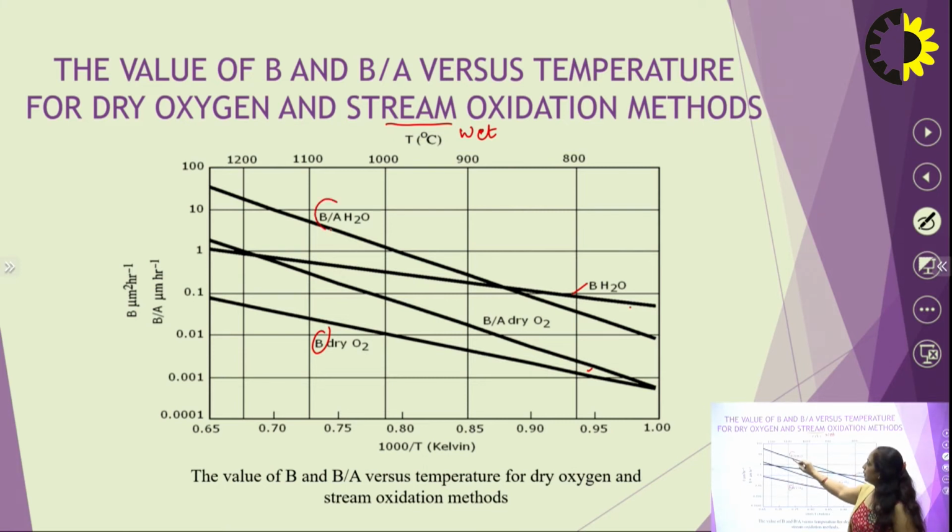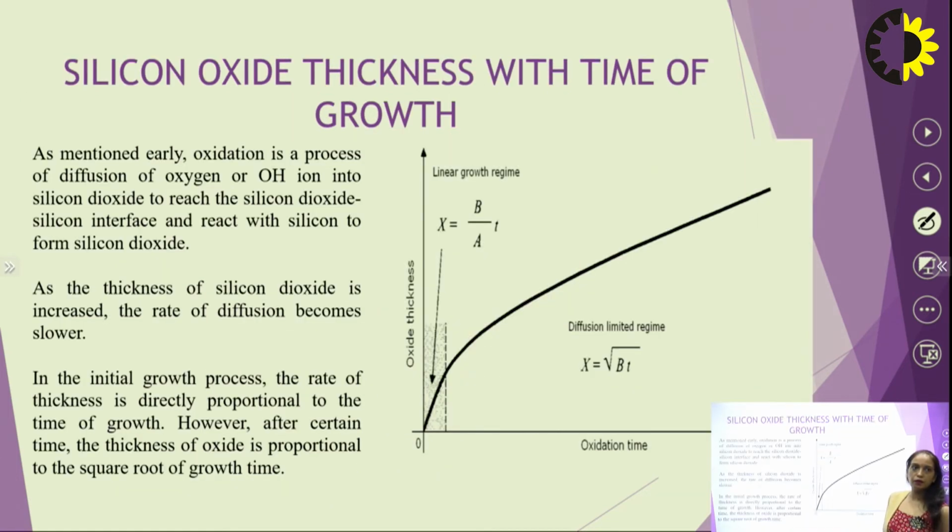Similarly, for the factor B upon A, which is dependent on some other factors, we can see that for dry oxygen we have a lower growth rate, and for wet oxygen we have a higher growth rate. So the values of B and B by A for dry oxygen and for the steam oxidation method are seen in this graph. Next is the silicon oxide thickness with respect to time, that is, how much oxide layer is grown with respect to time.